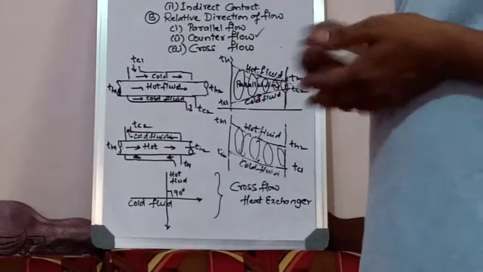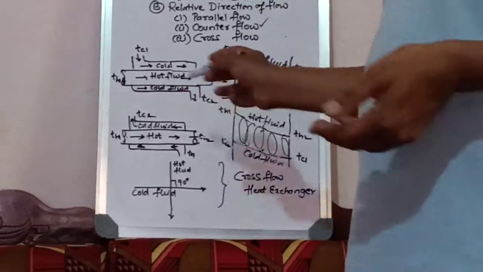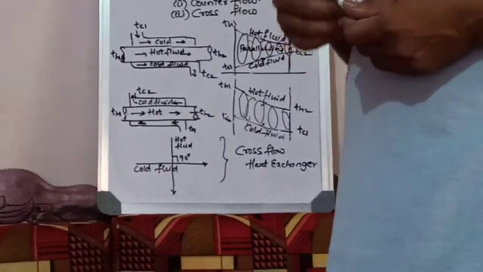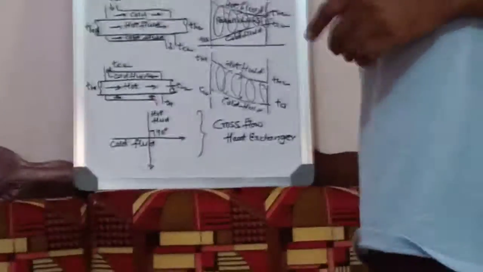There is no change in the meaning. TC1 means entry of the cold fluid, TC2 means exit of the cold fluid. TH1 means entry of the hot fluid, TH2 means exit of the hot fluid. This will remain the same, but counter flow is superior to the parallel flow.